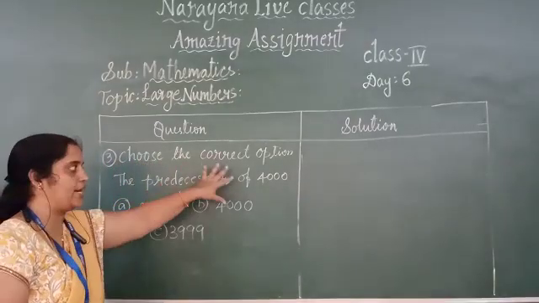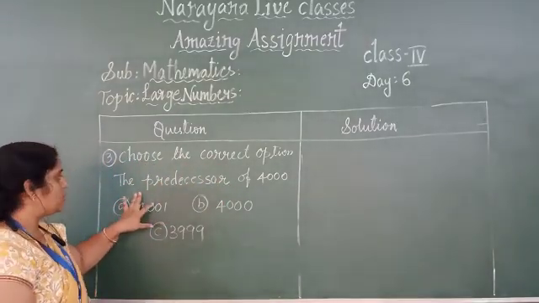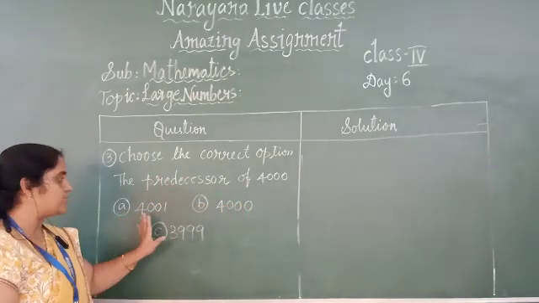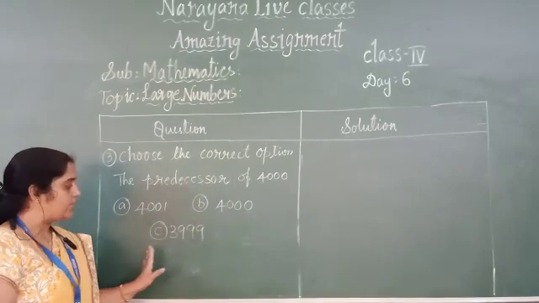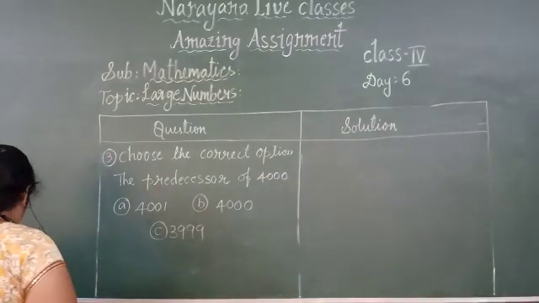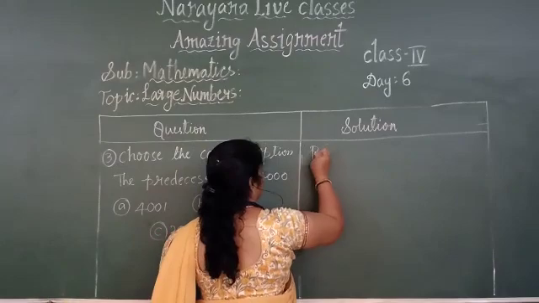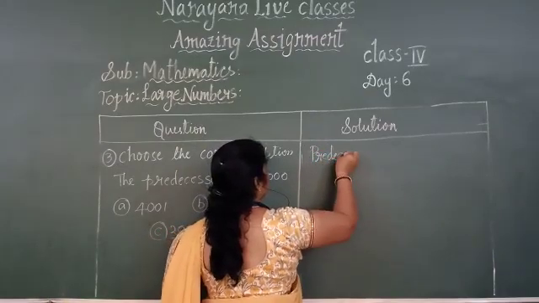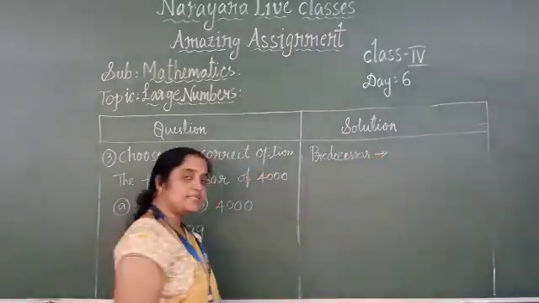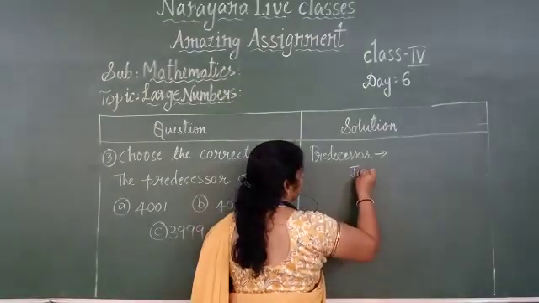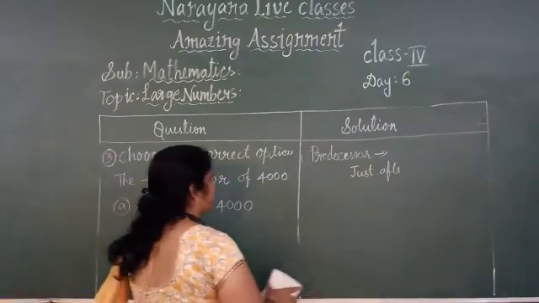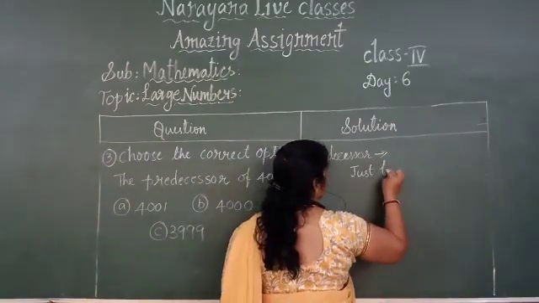Once again I am reading the question. They are asking to choose the correct option. What is the question? The predecessor of 4000. They have given three options: first 4001, second 4000, and third 3999. So what are they asking? They are asking the predecessor. What is meant by predecessor, children? Predecessor means just before number.